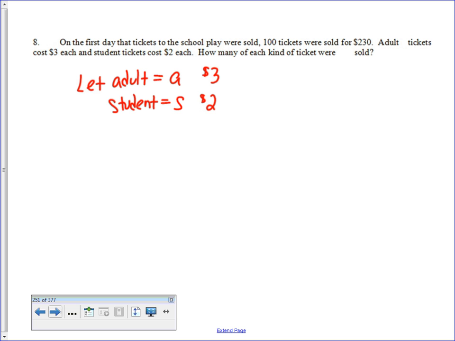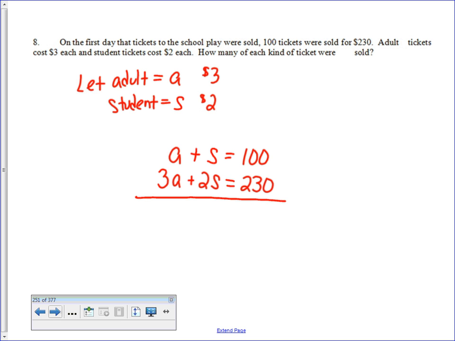Alright, now let's think. How many tickets in total did I sell? And I sold 100. So I know my adult plus my student has to equal 100 tickets. There were 100 people in the auditorium. How much money did I make? $3 times the adult, $2 times the student has to equal my $230. So that would be my equation for this one.